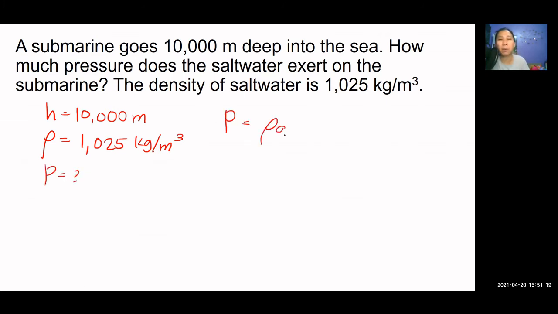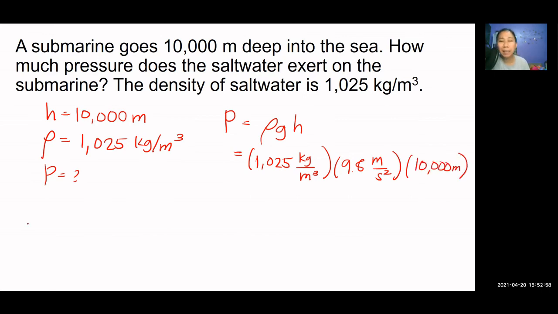So, meron tayong rho g h. Okay, so kung isa-substitute natin yung mga values, so meron tayong 1,025 kilograms per cubic meter times 9.8 meters per second squared times yung ating height ng liquid column na 10,000 meters. So kung i-input po natin yung ating value sa calculator and i-round off natin yung sagot natin into scientific notation, this one is equal to 1 times 10 to the 8 pascals. So yan po yung ating pressure.